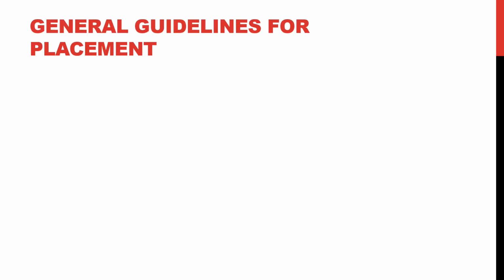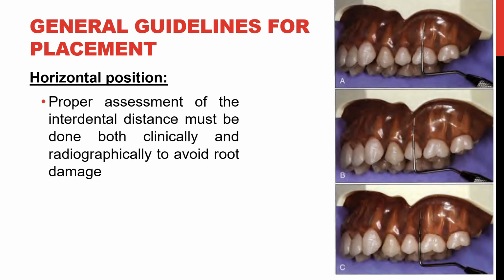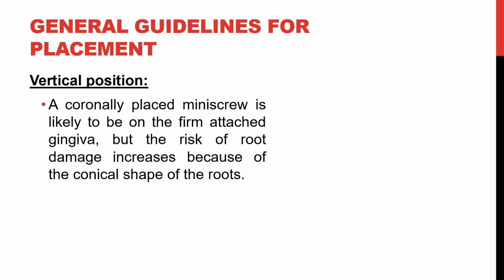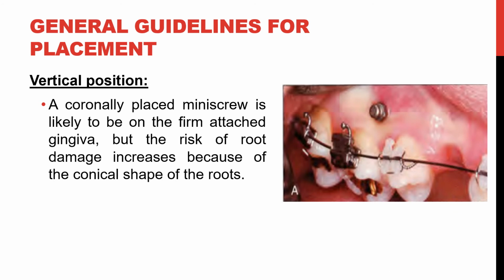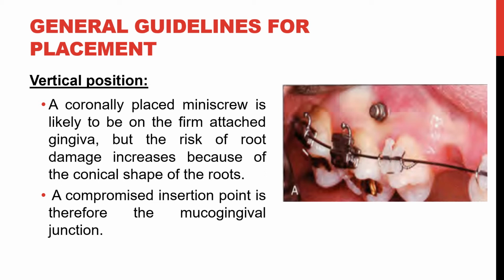There are several general guidelines that need to be considered for the placement of mini screws. To select the proper horizontal position, we need to do a proper assessment of the interdental distance, both clinically and radiographically, to avoid root damage. For the vertical position, a coronally placed mini screw is likely to be on firm attached gingiva, which is the best, but the risk of root damage is increased because of the conical shape of the roots. So a compromised insertion point will be at the mucogingival junction.